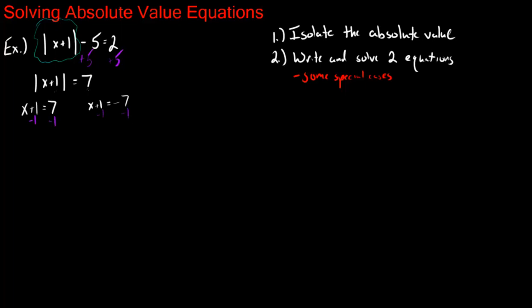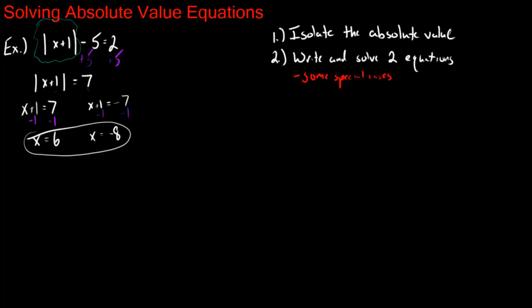And that's why I'm going to get my two answers. I'm going to get two answers of x equals 6 and x equals negative 8. So these would be our two solutions. So that is just a more straightforward case of solving absolute value equations. And you can always double check these answers by plugging it back into the original equation.